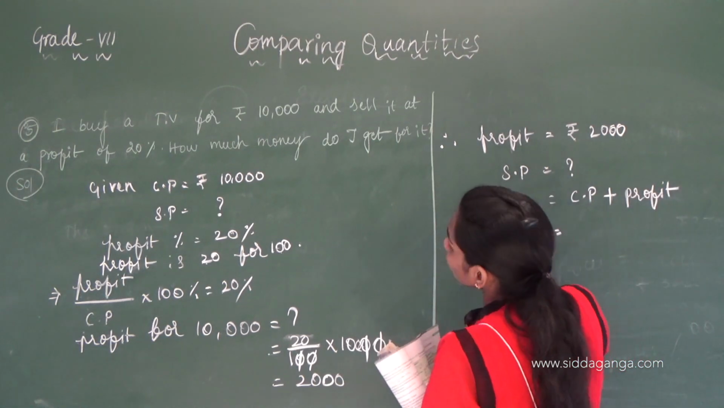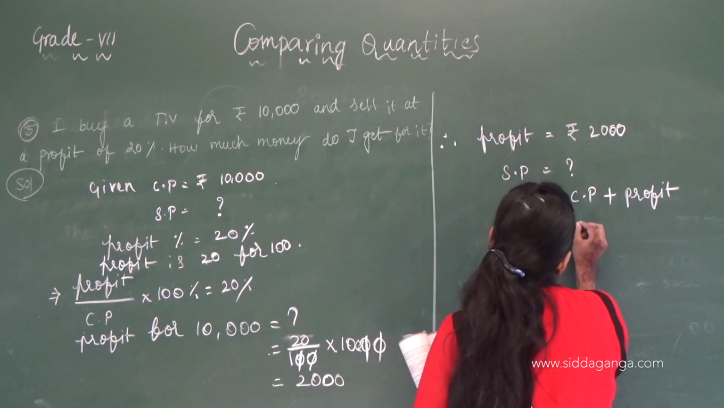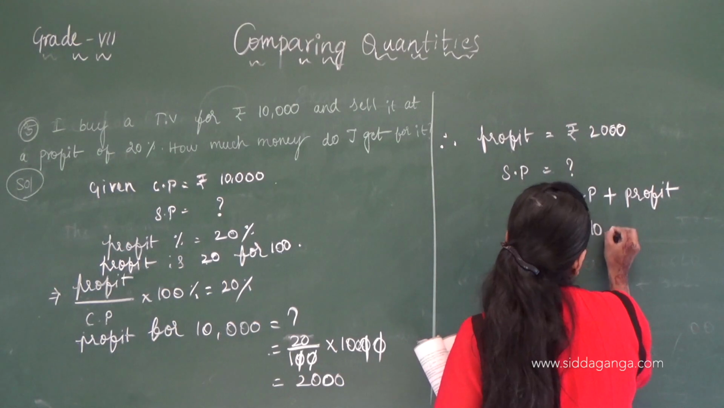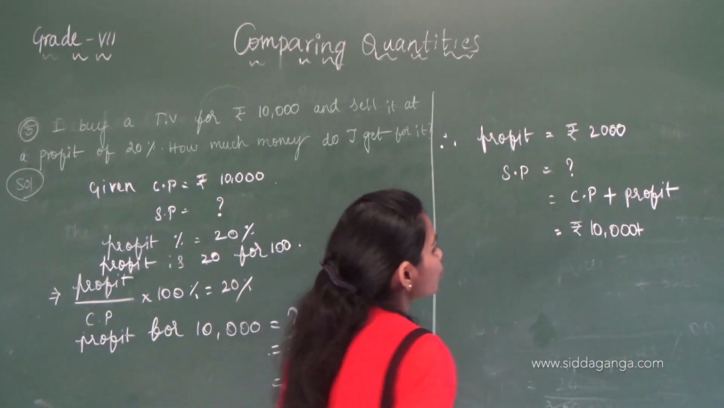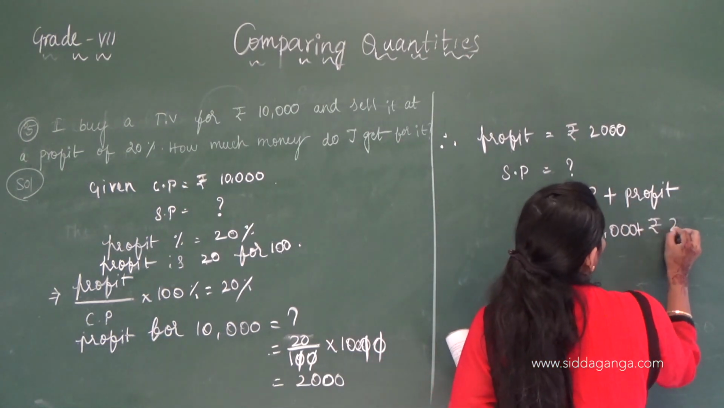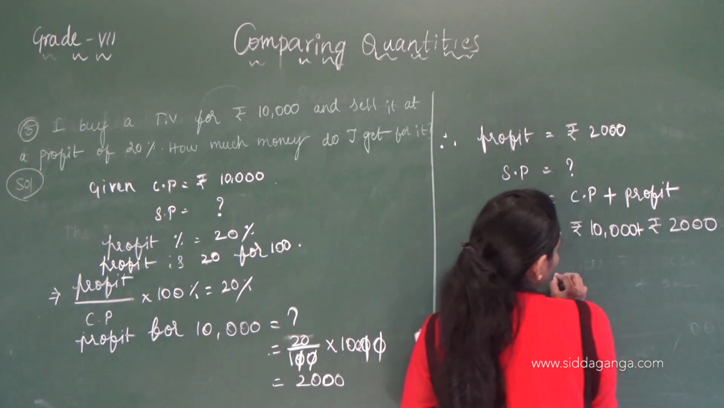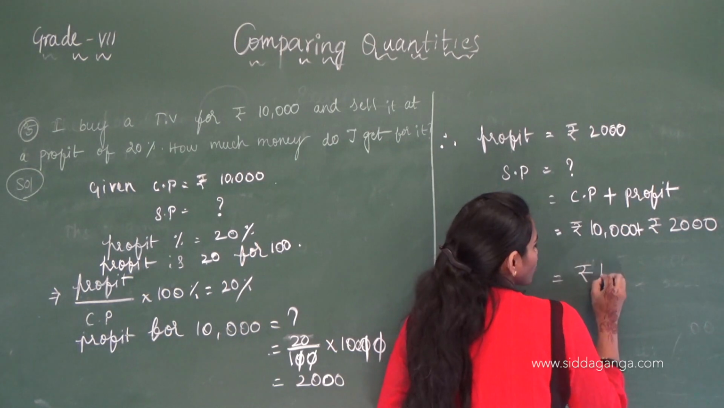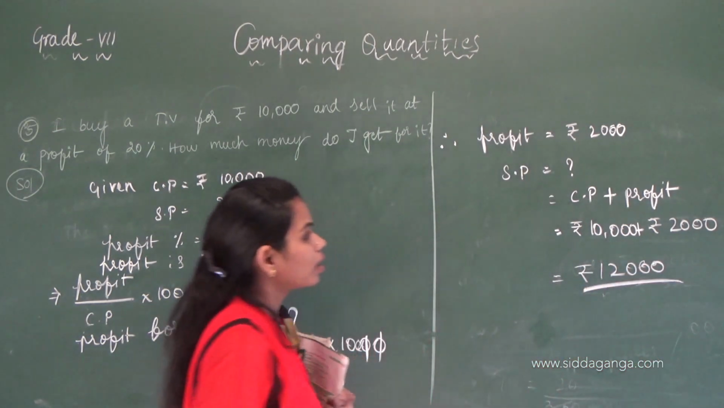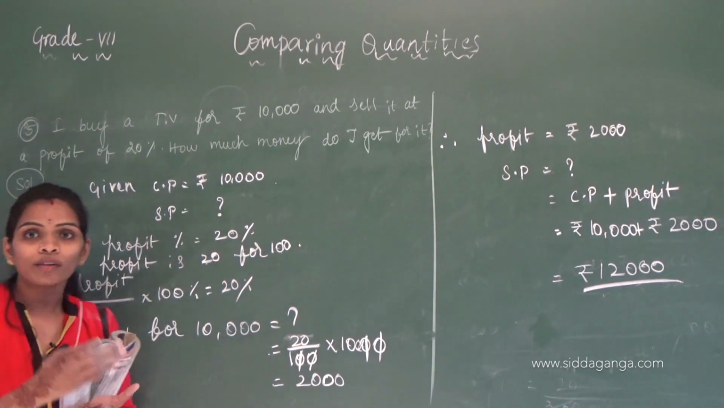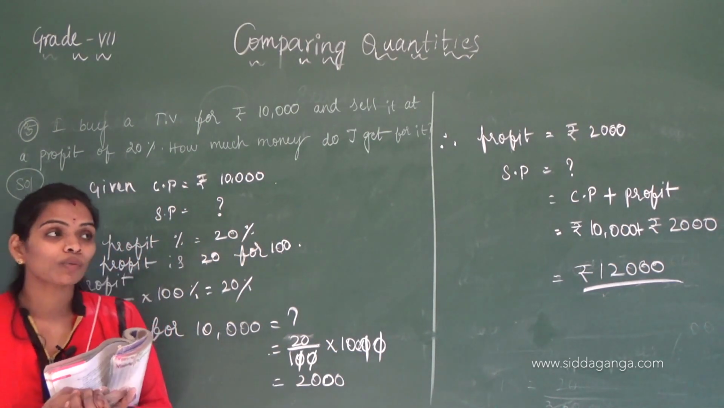What is the selling price? CP 10,000 plus profit 2,000, and then the selling price of that good is 12,000. Okay, the rate of change is 2,000, and the selling price is 12,000.